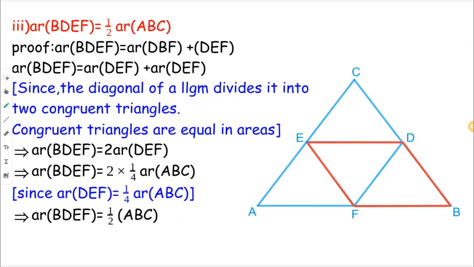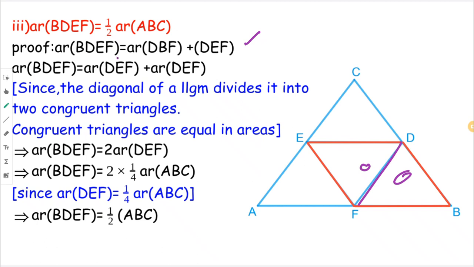All right, now the last proof: area of BDEF equals half times area of ABC. That is what they're asking us to prove, right? We have already proved that this BDEF is a parallelogram, right? And now because of this diagonal, we know that the area of this parallelogram BDEF is made of this area plus this area. But we know that the diagonal of a parallelogram divides it into congruent triangles, equal triangles, and congruent triangles have equal area.